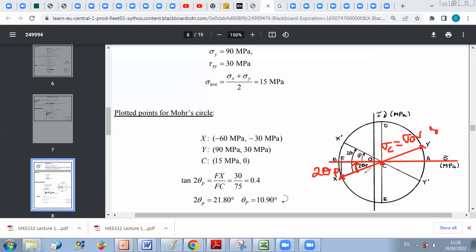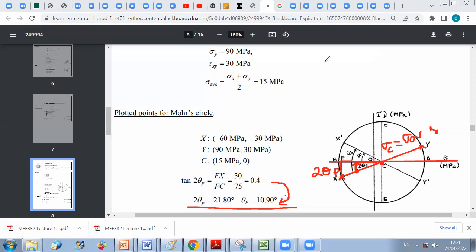Now, as you can see in this figure, when we go from big X to the axis of sigma, we are moving in the clockwise direction. So it's a negative angle. Or if you don't want to put plus and minus, you should put the direction when you calculate. And here, how to calculate this angle? It's very simple. If you look at the figure, to get this angle, you can write that tan of 2 theta p is equal to this distance, which is FX, over this distance, which is FC, and the angle direction is clockwise. So first, tan 2 theta p is FX over FC.